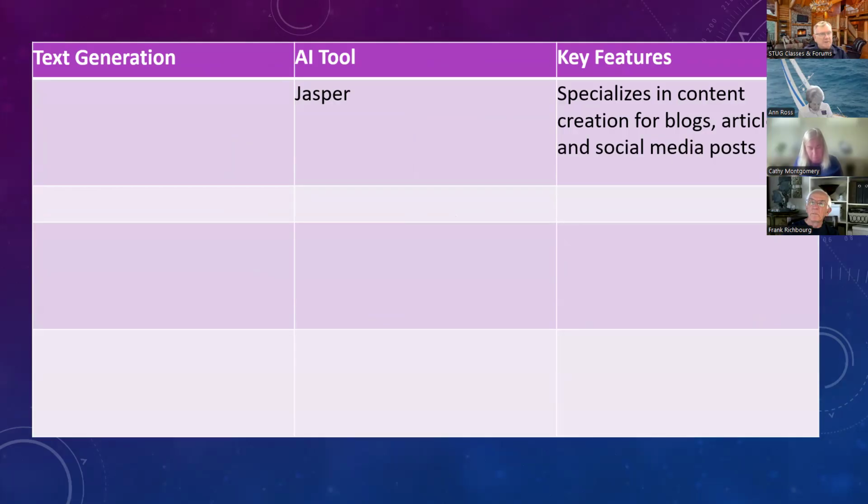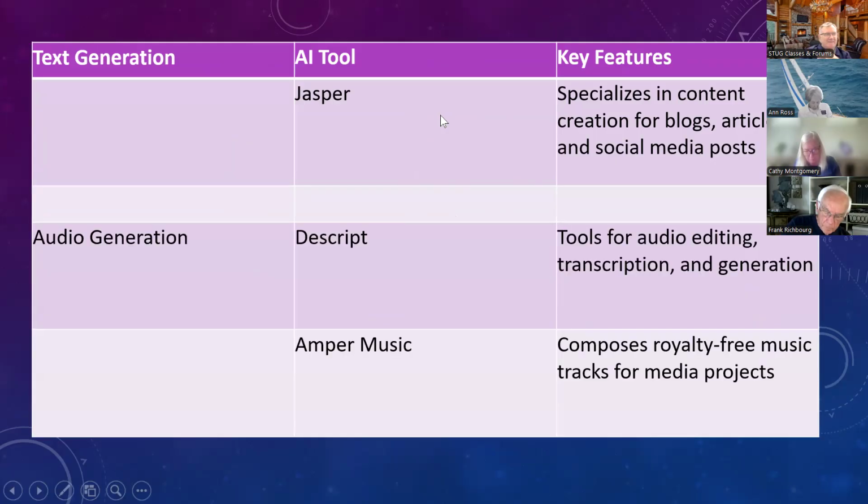One more is Jasper. Oh, text generating tools. So if you want to write a blog or an article, use Jasper. Audio generation. You want something that will create a song for you? There's 2 that will generate songs.